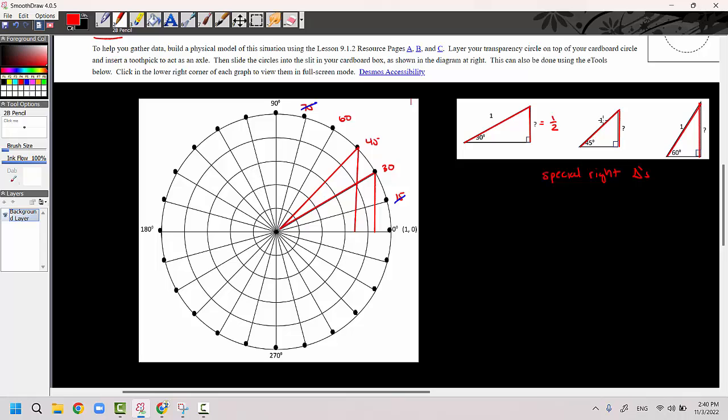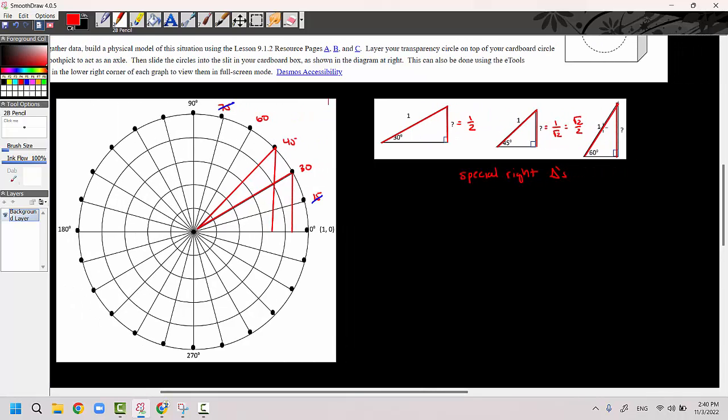Opposite the 45, to get from 1 back down to a leg, that's going to be 1 divided by rad 2. After some rationalization of the denominator, I'm going to get rad 2 over 2. And then this other triangle has a 30 degree red angle, which would make the short side 1/2. And then this question mark will be 1/2 times rad 3, or rad 3 over 2.